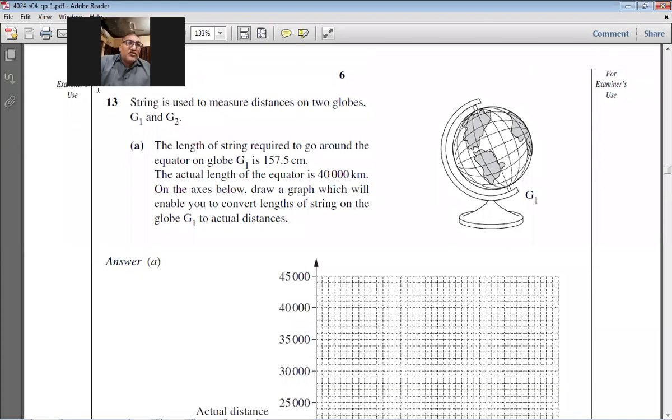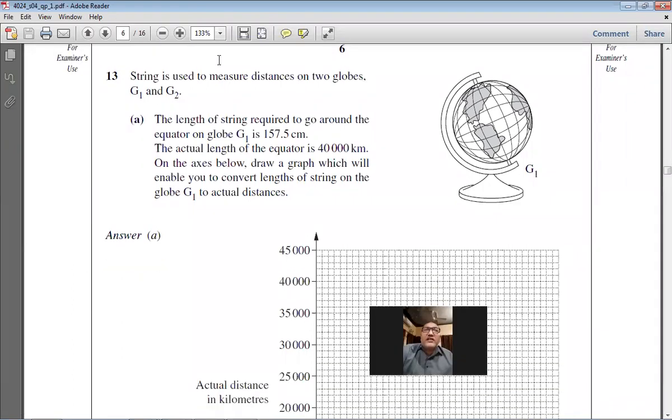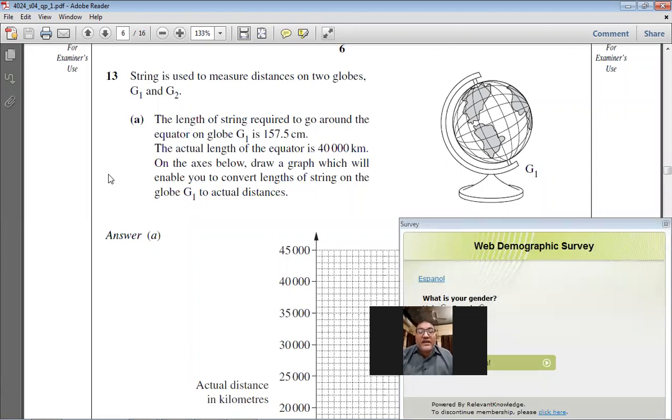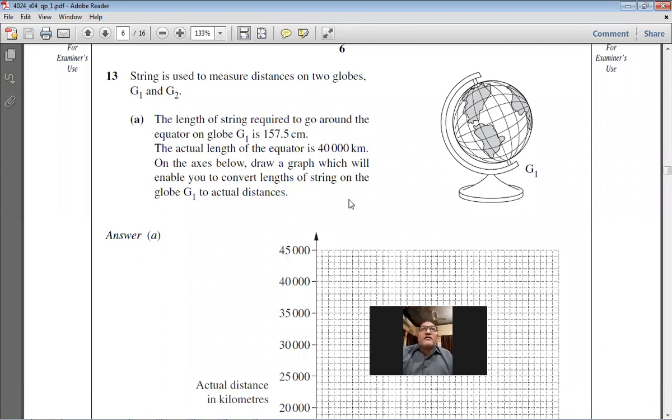So question number 13, as I just wanted to show you so that the whole question can be shown. It says string is used to measure distance on two globes G1 and G2. The length of the string required to go around the equator on the globe G1 is 157.5 centimeter. The actual length of the equator is 40,000 kilometer.